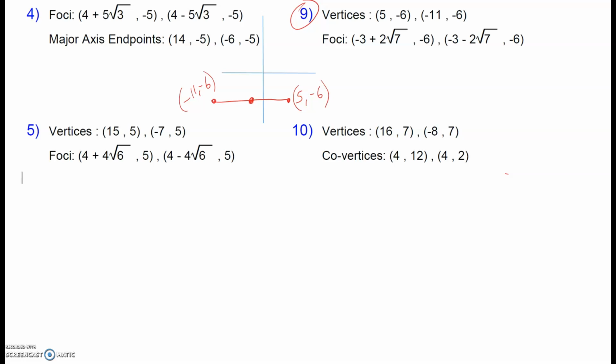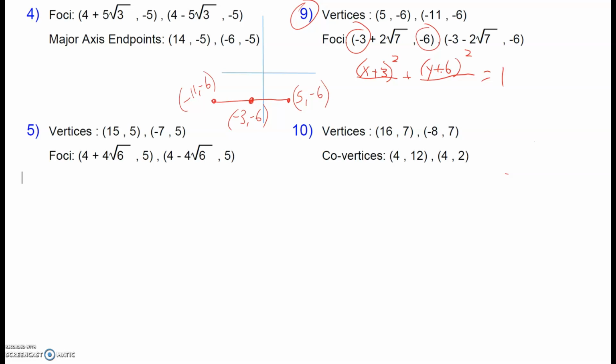I have 2 vertices here. The center is the midpoint of that, so you can use the midpoint formula, or boom, there's the center. It is -3, -6, and so that's going to help us write the equation. Don't forget the equals 1 here. Then we have x minus -3. That's x plus 3. Y minus -6 is y plus 6.